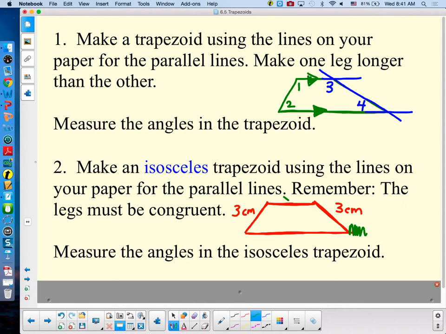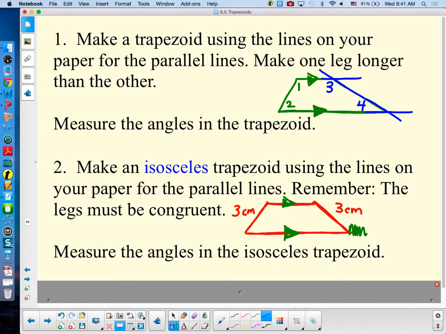Okay, now if you're back, we've got these 2 parallel. You've made the legs congruent. I don't know if yours are 3 centimeters or not, but I was using that as an example. Again, measure the angles in the isosceles trapezoid. You'll have to pause this if you haven't done that measuring yet. Okay, so looking at one example isn't the best, but if we were doing this in class, we could compare.